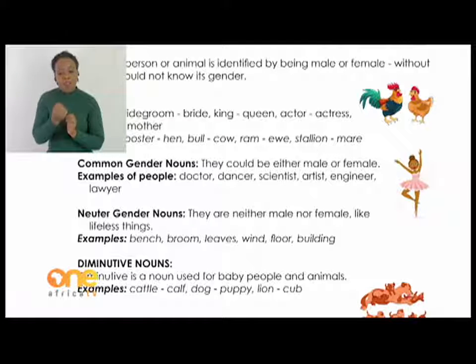There are also other gender nouns that we refer to as, or we call neuter. They are neither male nor female, like lifeless things, non-living things. You cannot say this table is a male table, or that chair is a female chair. So they are called neuter gender nouns. They are neither male nor female, like lifeless things. For example, a bench, a broom, leaves, wind, floor, or buildings.